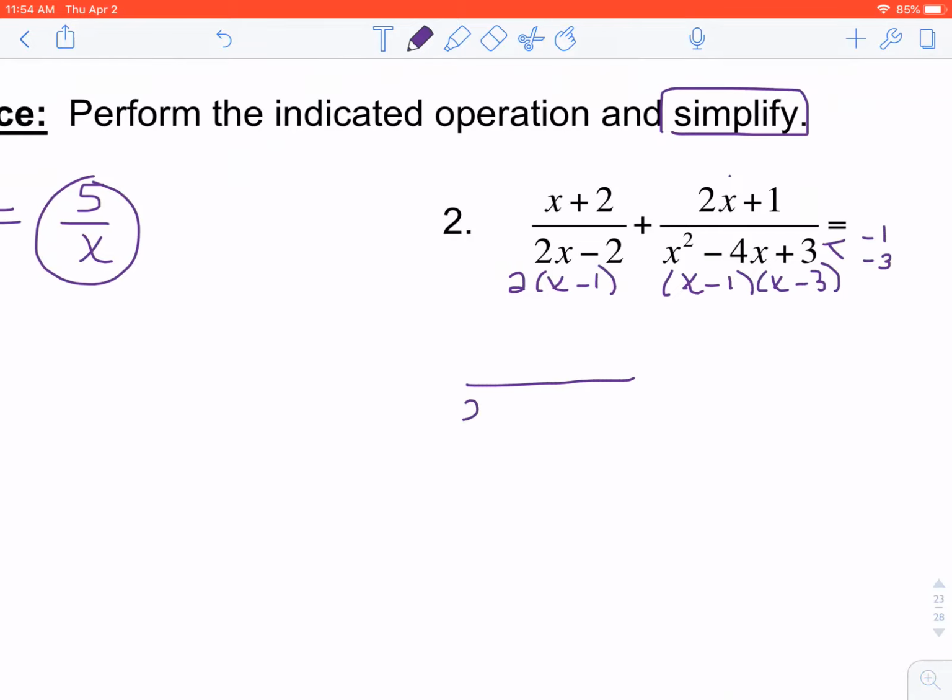So a common denominator. Each different factor makes our common denominator. The one on the left has a 2 and an x minus 1. The one on the right also has an x minus 1, but that's part of our common denominator. It has an x minus 3 as well, so that would be the other part of our common denominator.